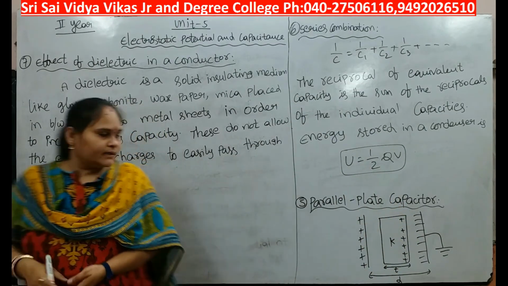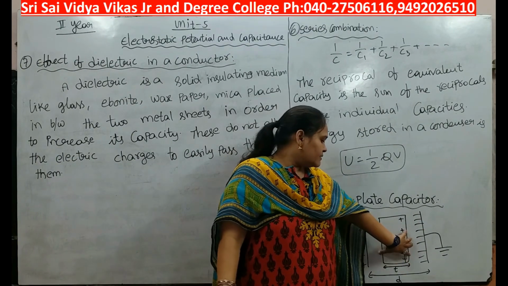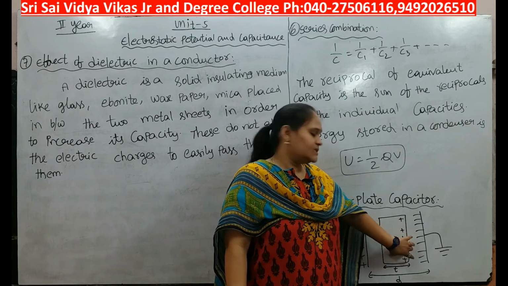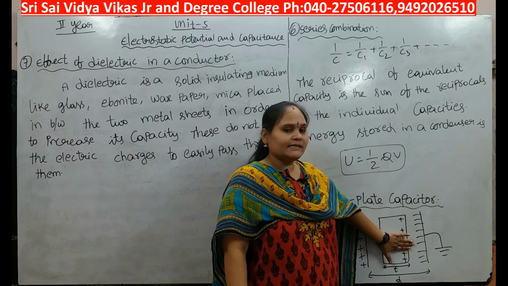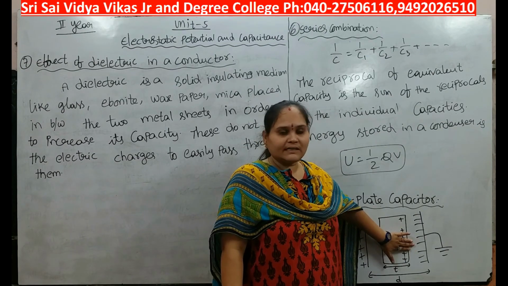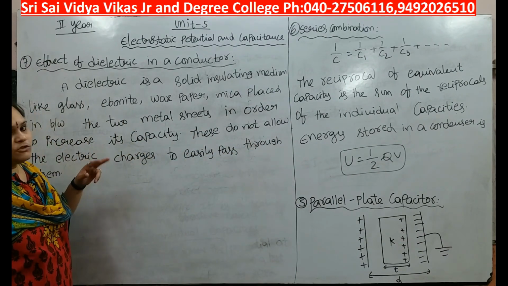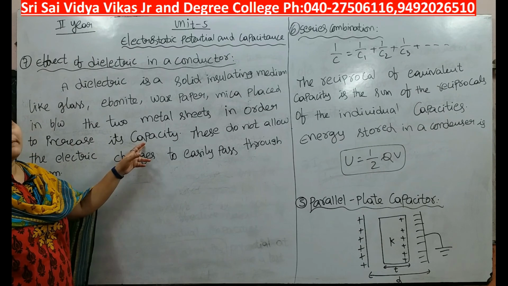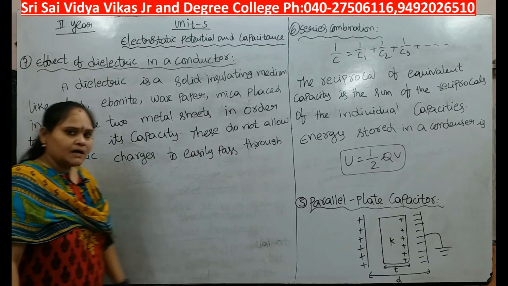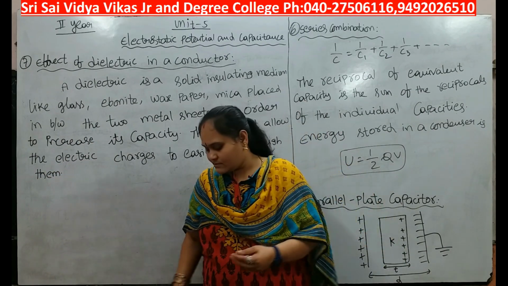They are placed in order to increase its capacity. We can place the dielectric material, like glass, ebonite, wax paper and so on. This is the dielectric material, an insulating medium which does not allow electric current in it. It is used to increase the capacity. These do not allow the electric charges to easily pass through them. This is the dielectric material, and tomorrow we will discuss the remaining topic.